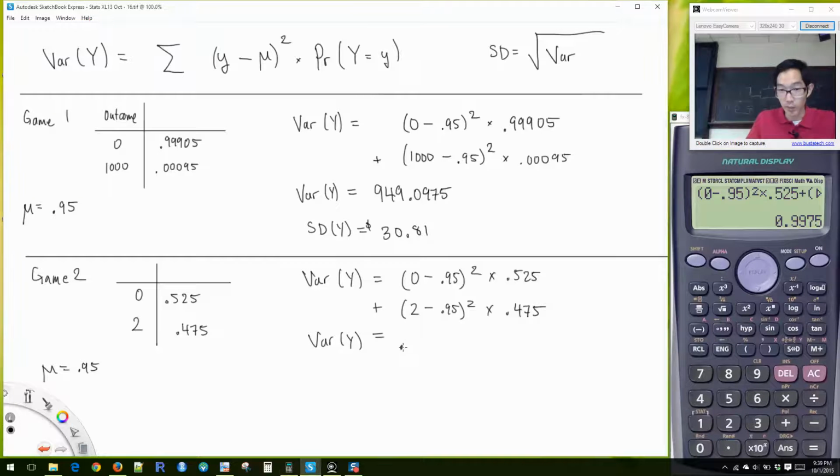Here I get a variance of 0.9975 and a standard deviation, the square root of that, of 0.9987. Okay, so essentially a buck. We have a standard deviation of $1 here. Over here we have a standard deviation of about 31 bucks.